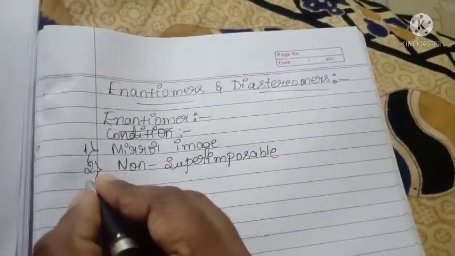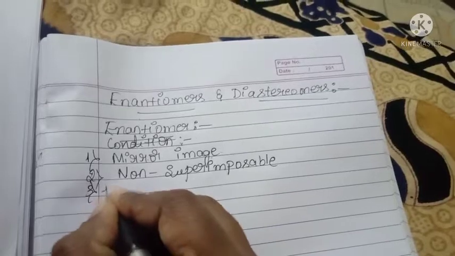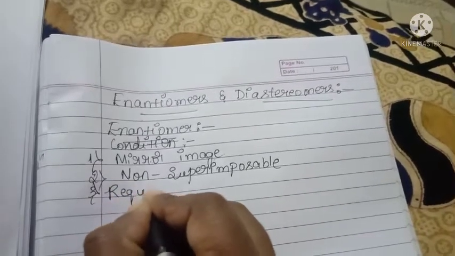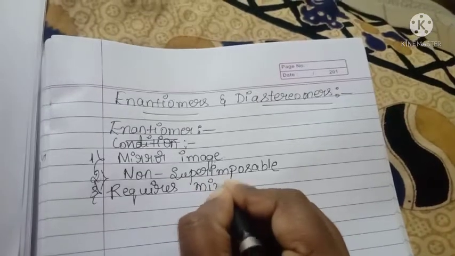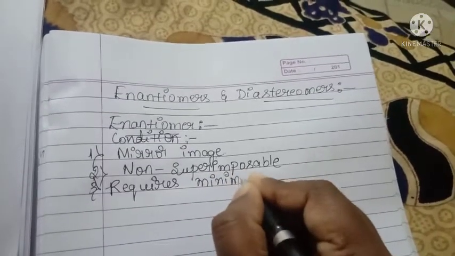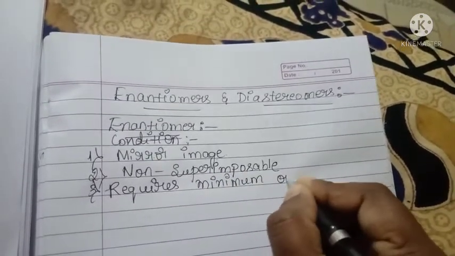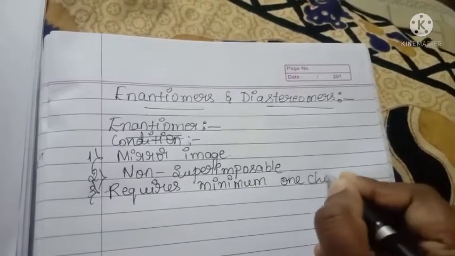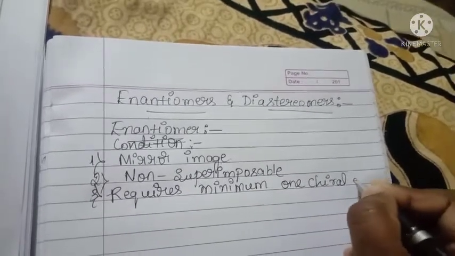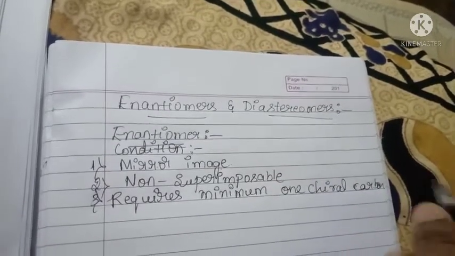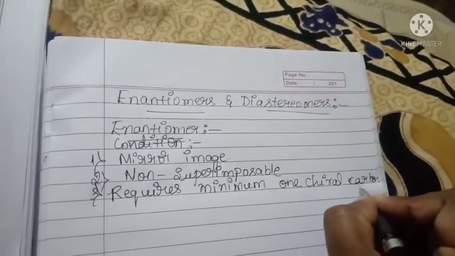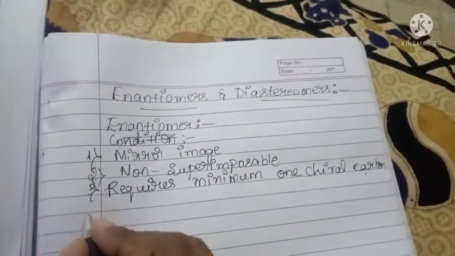Next, the third one requires a minimum of one chiral atom, minimum one chiral carbon. Chiral carbon means this carbon atom should be bonded with 4 different atoms.